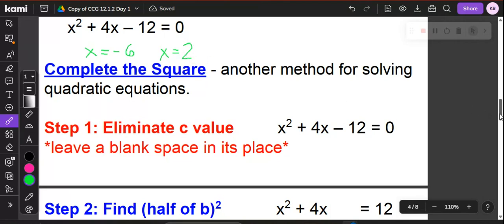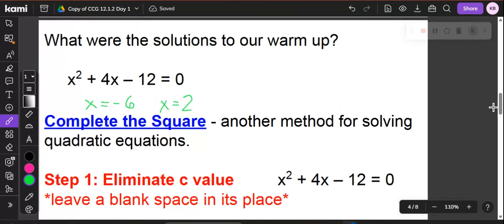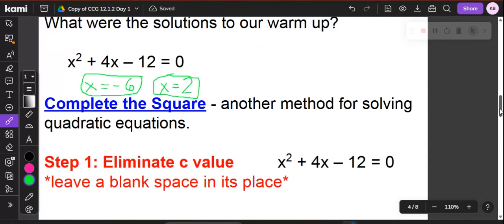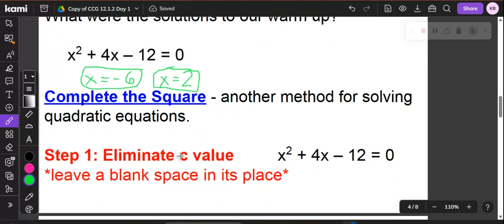I kind of already hinted at this with the lesson objective today, but completing the square is just another method for solving quadratic equations. So we're going to take this same exact equation that we had in the warm-up, and I'm going to show you how to solve this in a different way, something called completing the square. Keep in mind we already know the answers, so if we are doing this correctly, we should arrive at these same solutions.